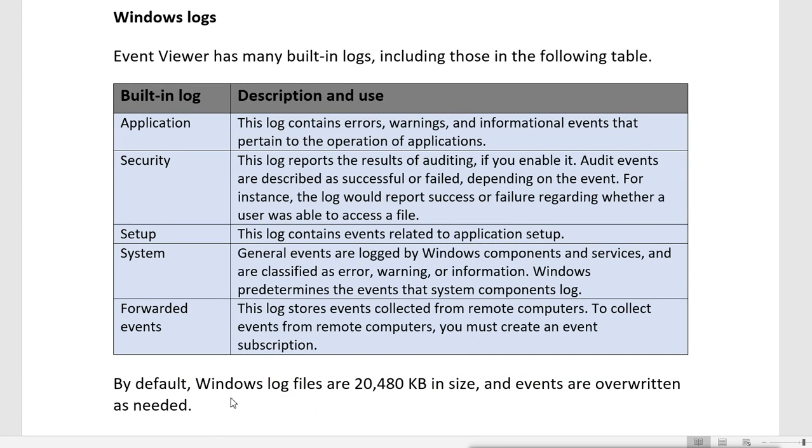By default, Windows log files are 20,480 KB in size, and events are overwritten as needed. So this is the size of the logs, and if required, if your disk is getting full, then it will get overwritten. To access the event log, we can see it in Windows.